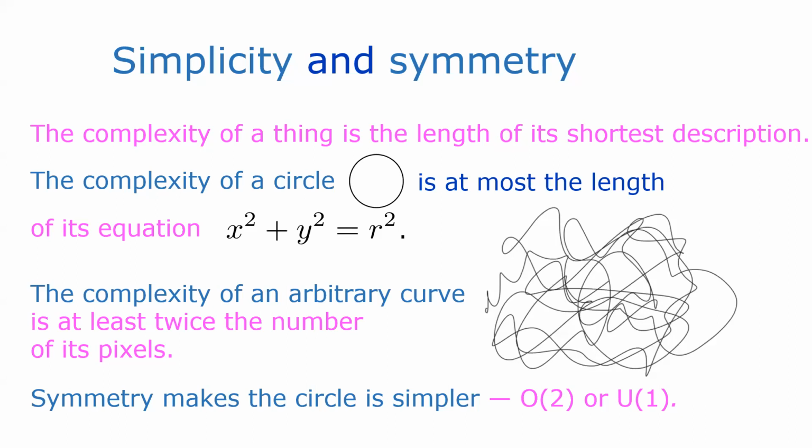Of course, there's more to it than that because we have to somehow say what we mean by x squared, y squared, and r squared, and plus and equals and square. But in any event, it's essentially that. On the other hand, the complexity of an arbitrary curve is at least twice the number of its pixels, and on a good screen, that's way up in the millions.